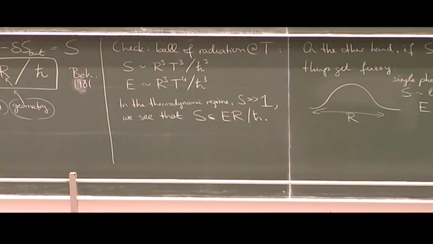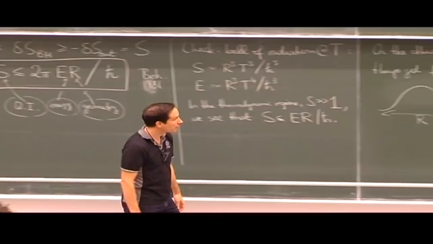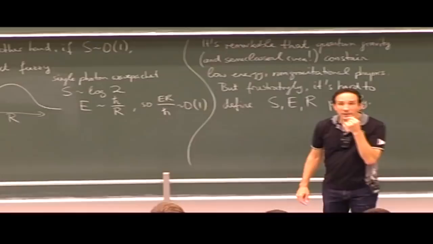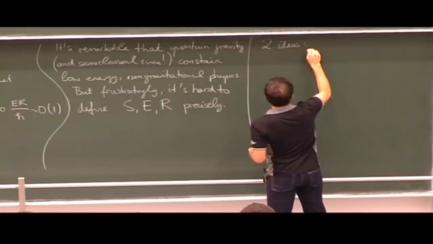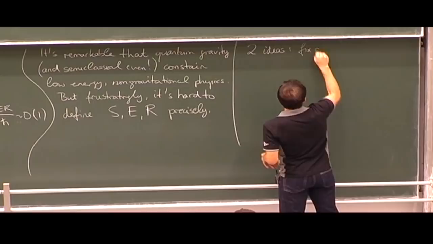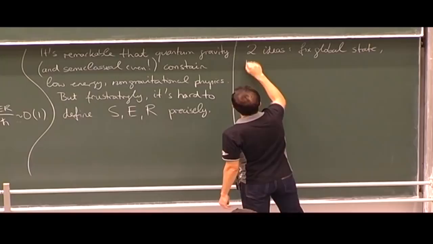Conversely, you could start by drawing the line. You could say, well, let me define a region of space that I'm going to pay attention to. I'm going to draw an imaginary sphere, and I'm going to ask about the entropy inside of that sphere. But that's also problematic in quantum field theory. The reason that it's problematic is that that entropy is actually infinite. Okay, so let me first summarize what I said before. We could fix a global state. And then S and E are well defined.